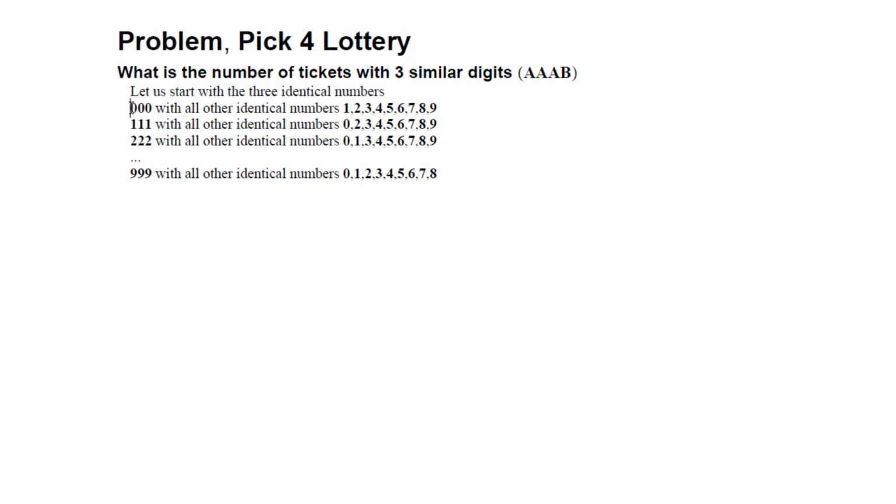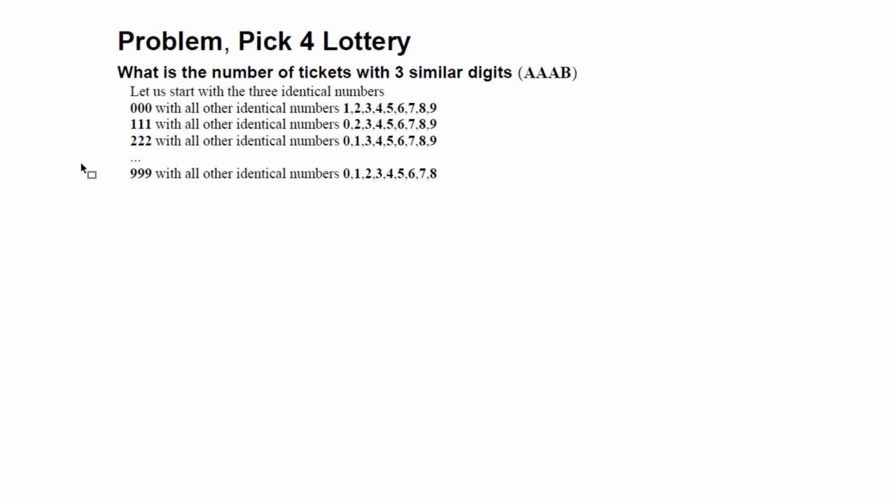270. Now the question is, what is the number of tickets with 3 similar digits in the form AAAB? So let's start combining 3 similar digits from 0. So we start with 0, 0, 0 with the rest of the numbers except 0, because if we include 0 here, we are going to get a ticket with 4 similar digits, and then 1, 1, 1 with the rest of the numbers, and 9, 9, 9 with the rest of all the digits.